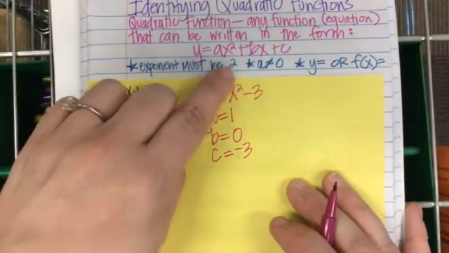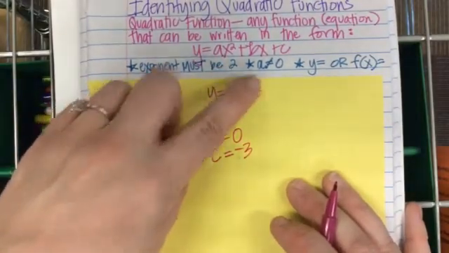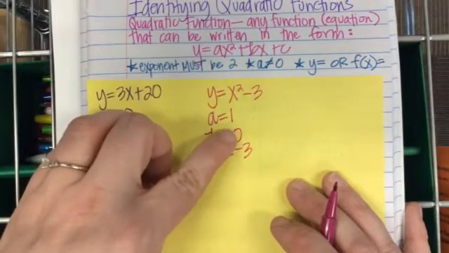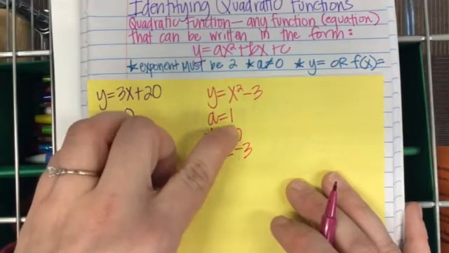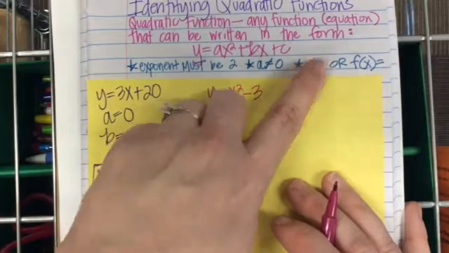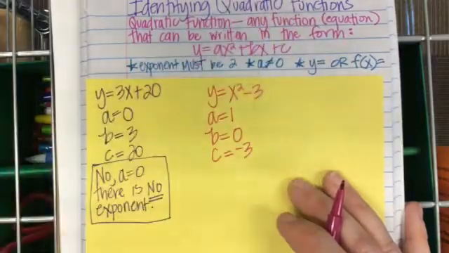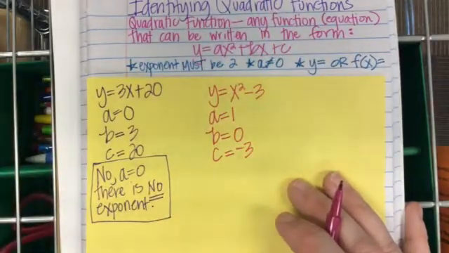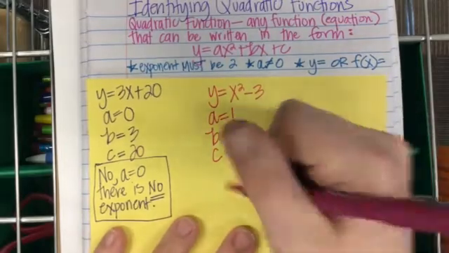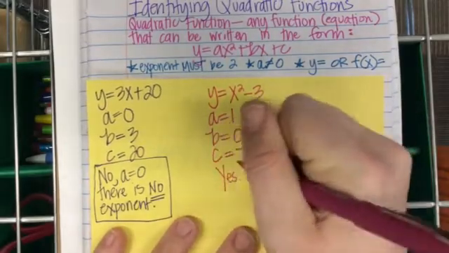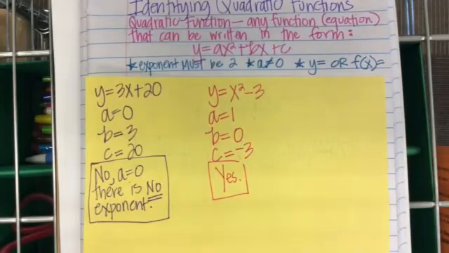Let's see, does it meet my criteria? The exponent must be a 2. Yes. A cannot equal 0. It does not equal 0. And it must have y equals or f of x equals or some other form of that. So is this quadratic? Yes.